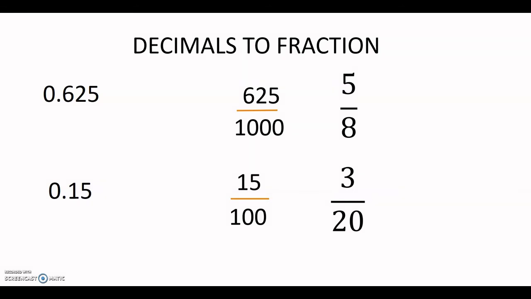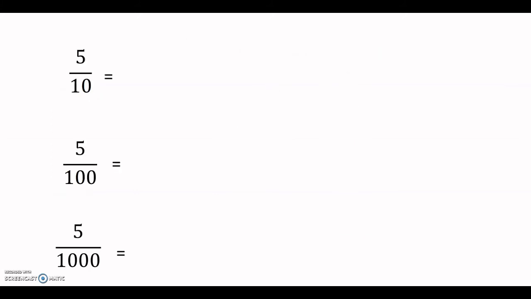Let's try to answer another example. This time we have 5 over 10, 5 over 100, and 5 over 1000. This fraction is called a decimal fraction because we have the denominator of 10, 100, and 1000. To convert this fraction into a decimal, just count how many zeros are in the denominator. Here in our first example, we have 1 zero. So move the decimal point 1 place to the left. So here we have 0.5.